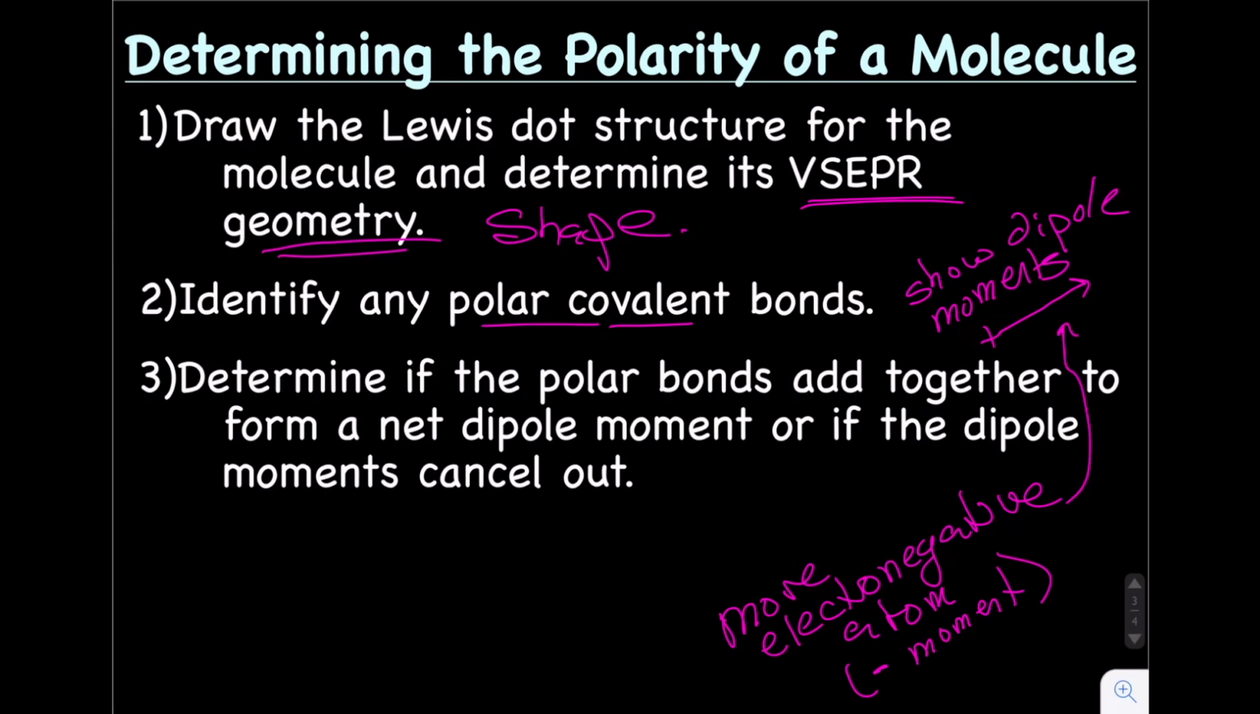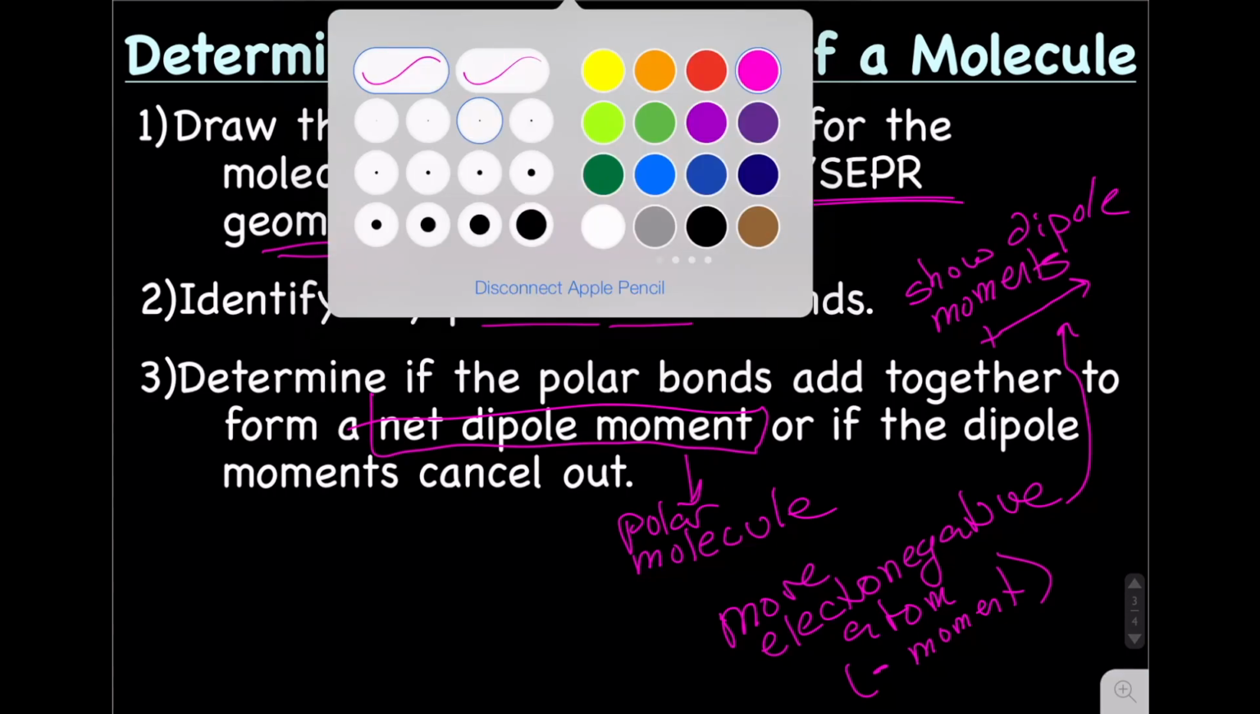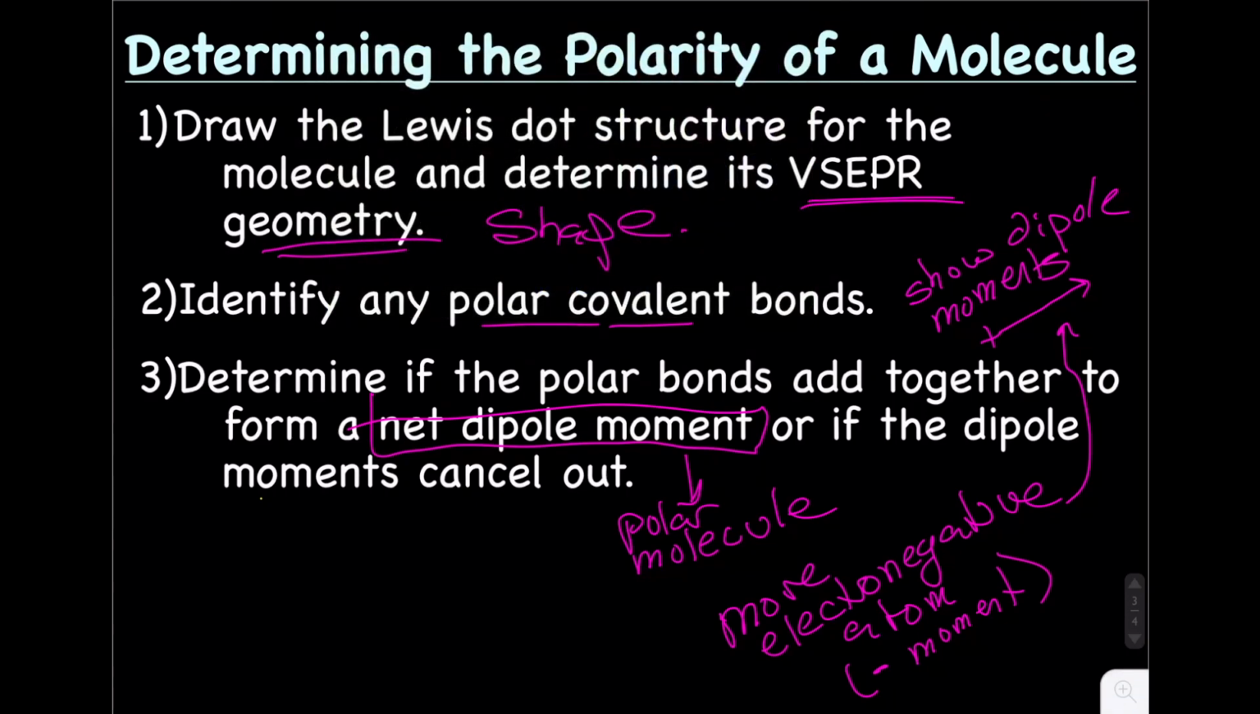Okay. And then determine if the polar bonds add together to form a net dipole moment. And if you have a net dipole moment, that means you have a polar molecule. Or if the dipole moments cancel out, meaning you have a nonpolar molecule. Okay, so the next step is to actually try several of these, and hopefully this will make more sense.